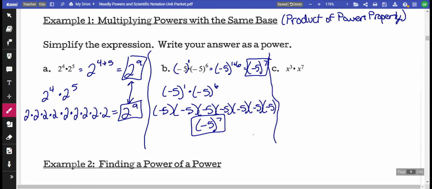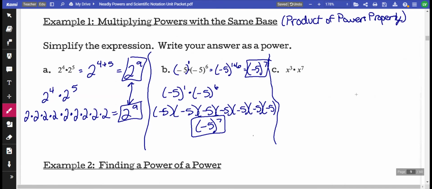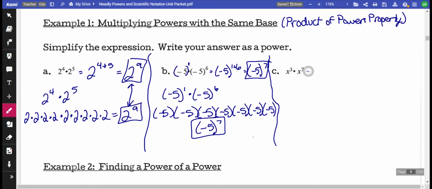and adding the exponents. All right, letter C. X to the 3rd power times x to the 7th power equals x to the 3rd plus 7, x to the 10th power. Once again, if you want to expand it out, you can. You need 3 x's for the first term and 7 x's for the second.